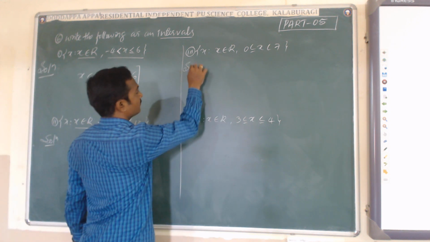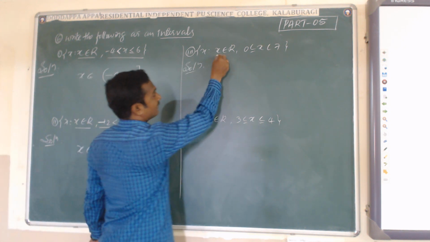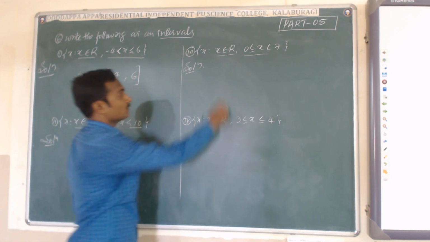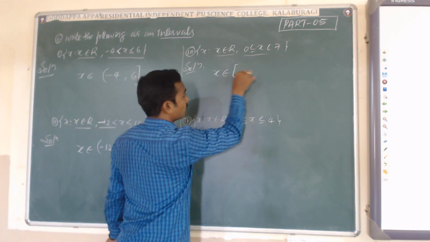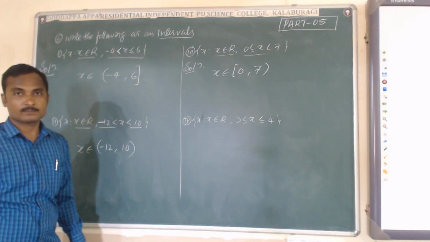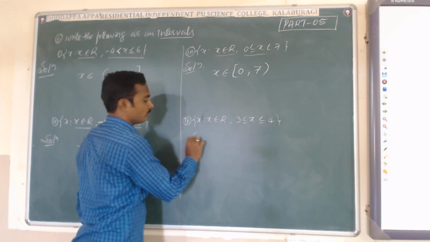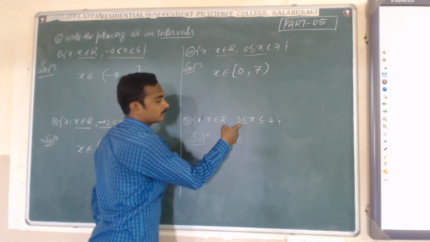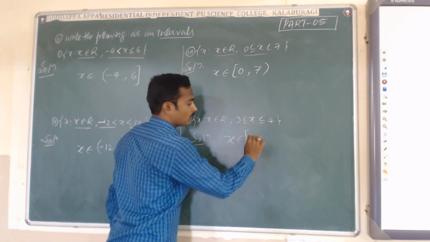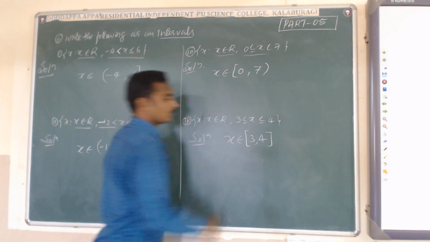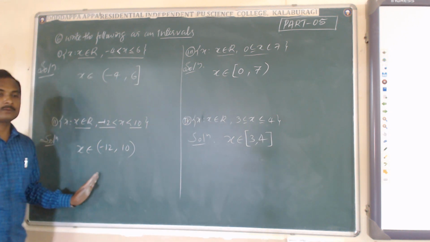So the solution is, as x is a real number, 0 is less than or equal to x, a slack inequality. It means x belongs to the closed interval 0, open interval 7. The fourth one is x belongs to the closed interval 3, closed interval 4. Okay, so note down these.